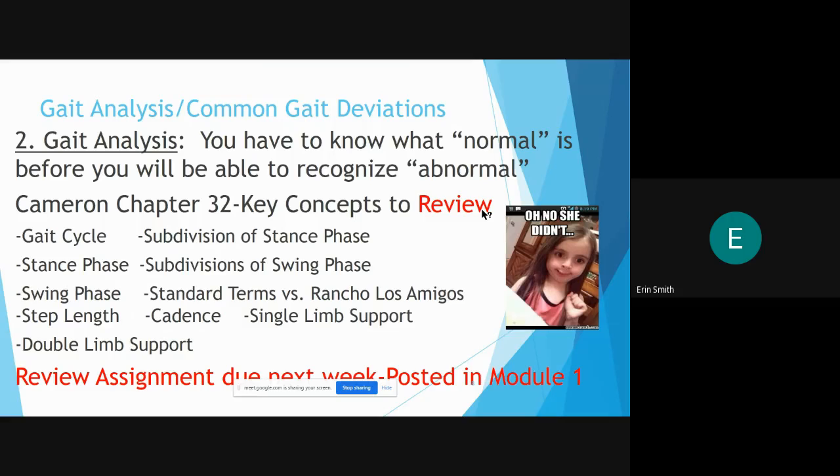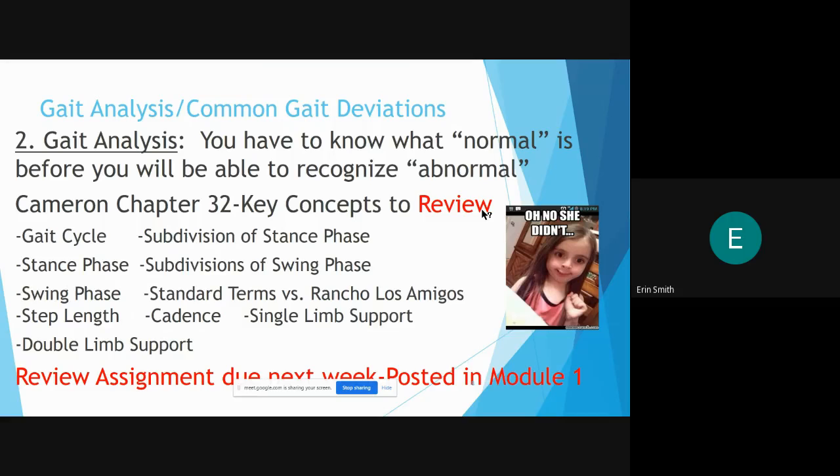And it basically covers it. The review, I'm sorry, is based from Cameron chapter 32. Again, talking about what is expected from normal gait. You're not going to be able to do a whole lot about recognizing abnormal gait if you don't have a good indication of what normal gait is.